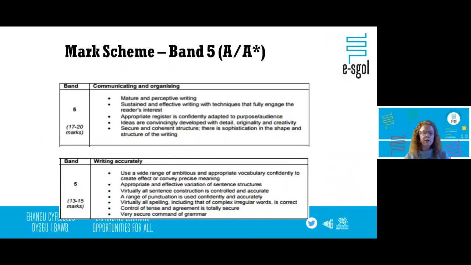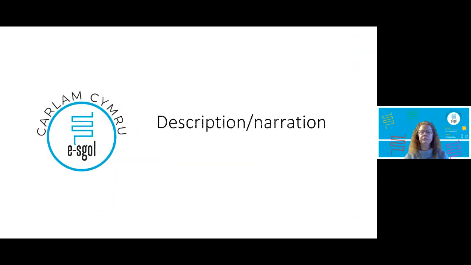Okay, so did they reach the band 5? Did they get up to the AA star? Maybe they're on their way, but it's useful to have a think about that and look at what you need for the AA star there.